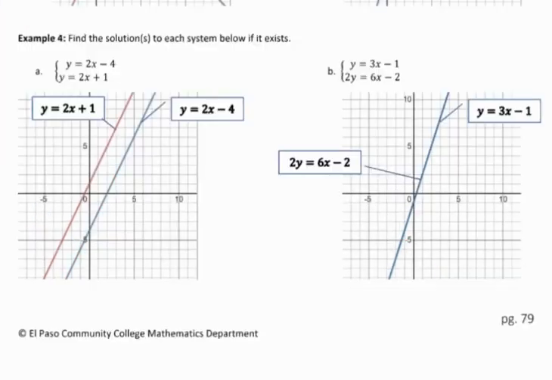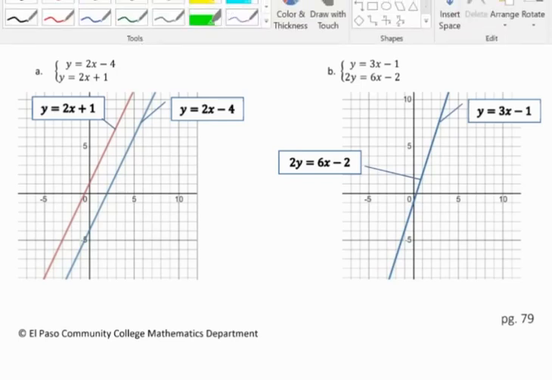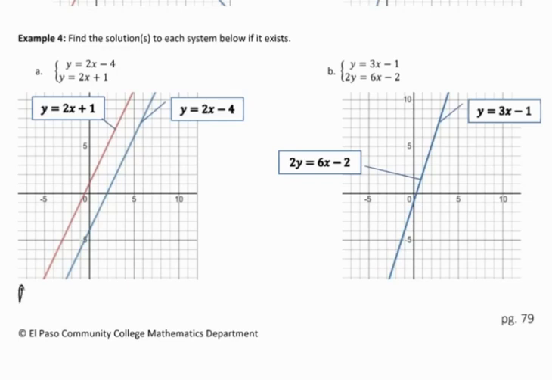Now for example 4, find the solution or solutions to each system below if it exists. Let's take a look at example A. If you notice, my lines never intersect. So that means that this system has no solution because our lines never cross. So this is going to be no solution.